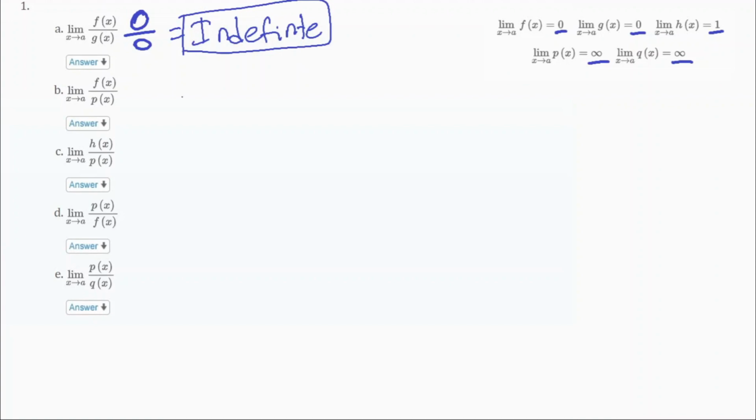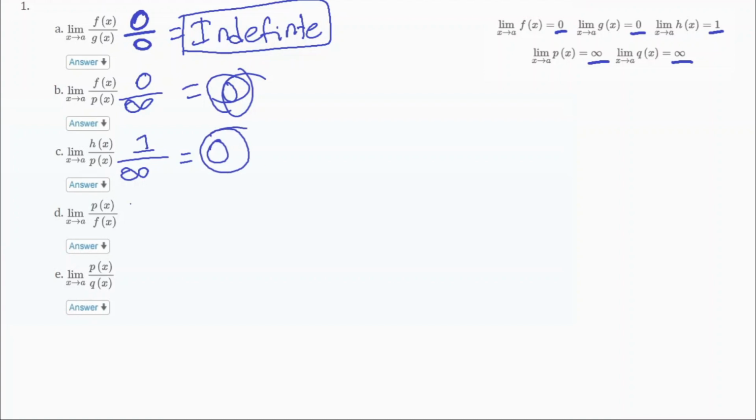And now let's take a look at b. So b is f(x) over p(x). For b, we're going to have 0 over infinity. And also, as we talked about, 0 over infinity is just 0. So we write 0, and then c is the limit as x goes to a of h(x) over p(x). h is 1 and p is infinity. Essentially, that is just going to be 0, because 1 over infinity, infinity is a number that's getting infinitely bigger, but that's just going to be closer to 0, so it's going to be 0.